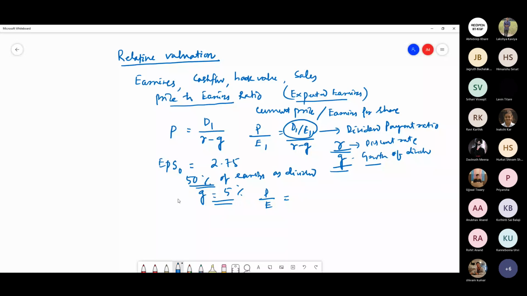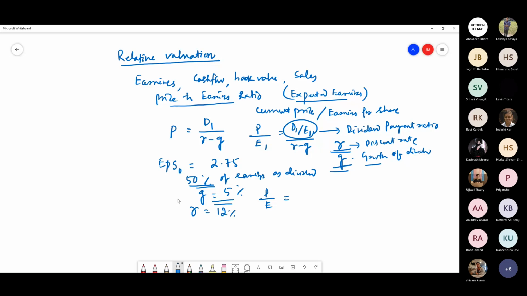What is the, yes? Sir, we will need discount rate, right? We will need discount rate. Okay, R is equal to, okay, I forgot. R is equal to, let's say, 12%.